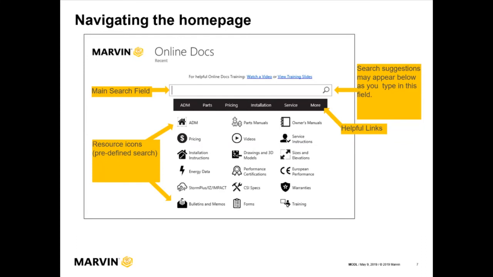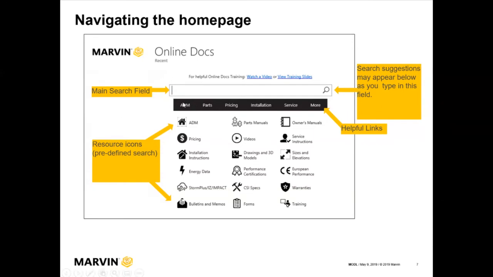So we have up here the main search field. Okay, so that's where you're going to type in what you're looking for. Now, as you type something in, let's say you typed in clad, ultimate, casement. As you type that in, it's going to drop down with a drop down menu as it narrows down the search for you, instantly giving you things that you can click on. So you don't even have to type the whole thing in before it gives you help.